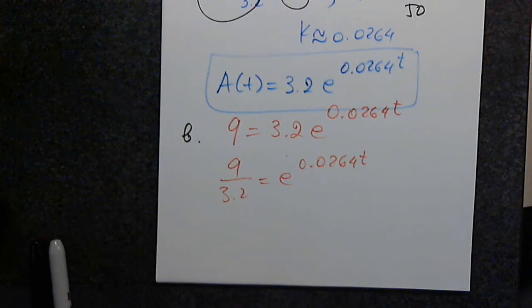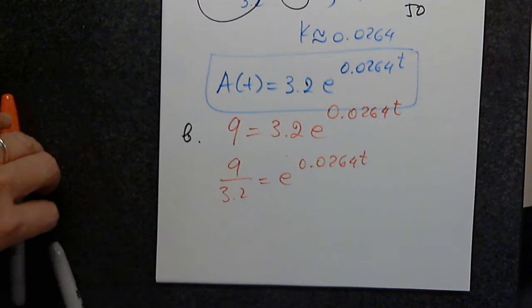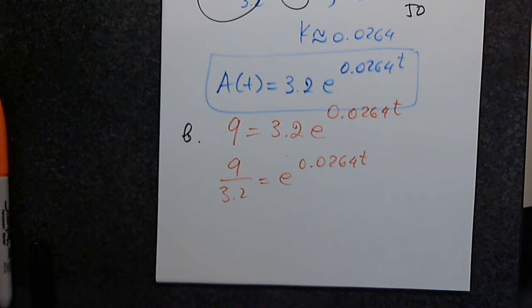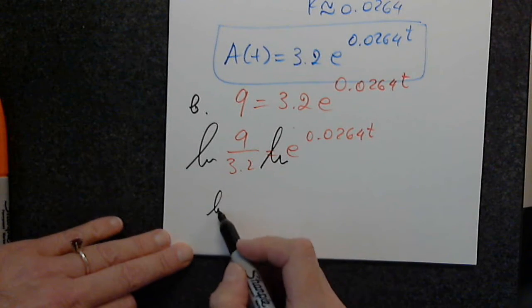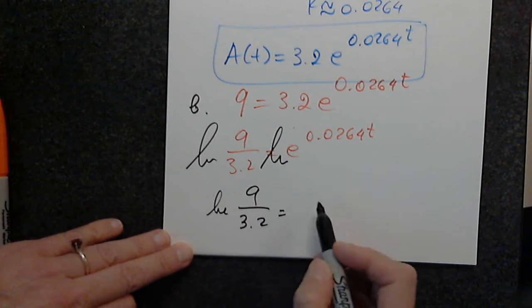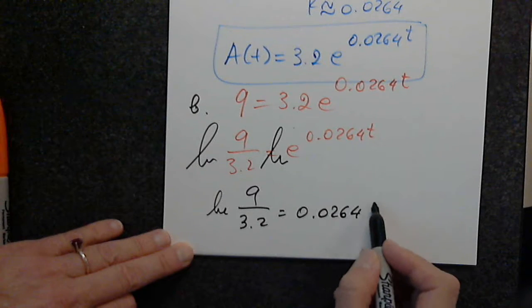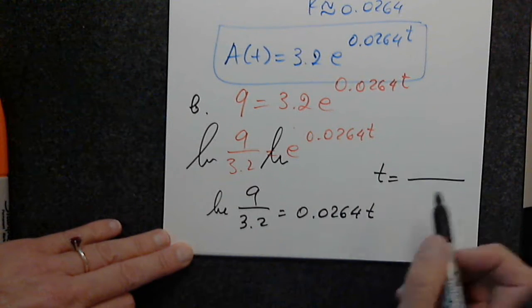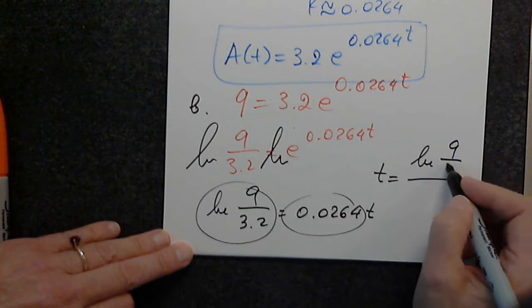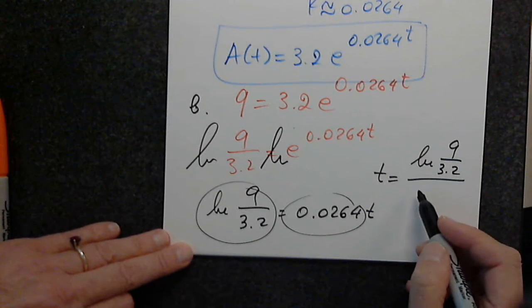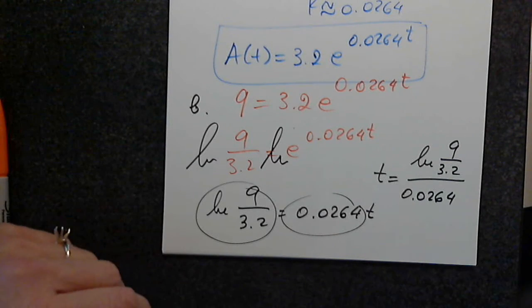What now? What do we need to do? We need to apply natural log. Very good. So the left-hand side is natural log of 9 over 3.2. The right-hand side is 0.0264 t. So we determine t dividing this quantity by this quantity. So natural log 9 over 3.2 divided by 0.0264.